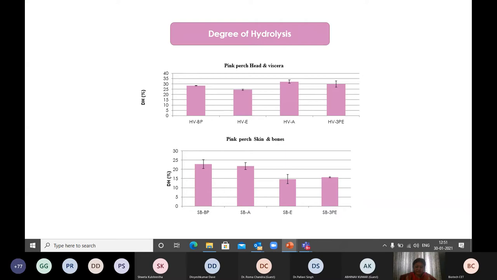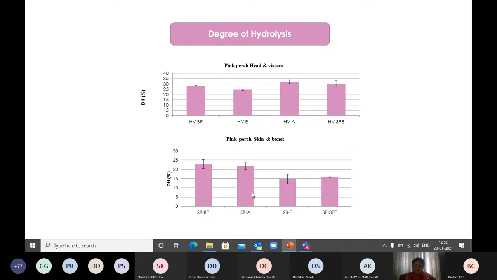This is the bone head and viscera from bromelain enzyme. This is the head and viscera from endogenous enzyme. This is the head and viscera protein hydrolysate obtained from alcalase. These are the different enzymes we used to see which enzyme is most effective in giving the highest amount. We found that alcalase gives the highest amount. Similarly, for skin and bones, alcalase and bromelain were the same. Since alcalase is much easier and cheaper, we used alcalase for the optimization of the hydrolysate.